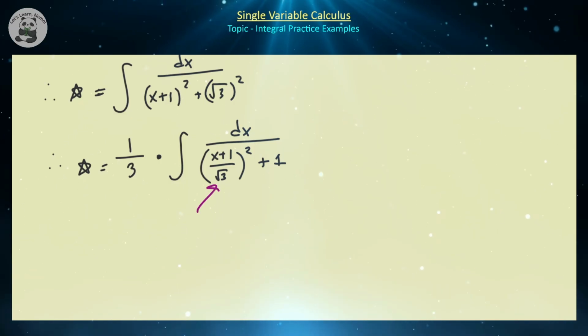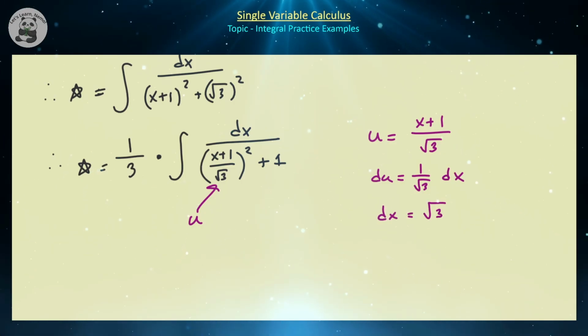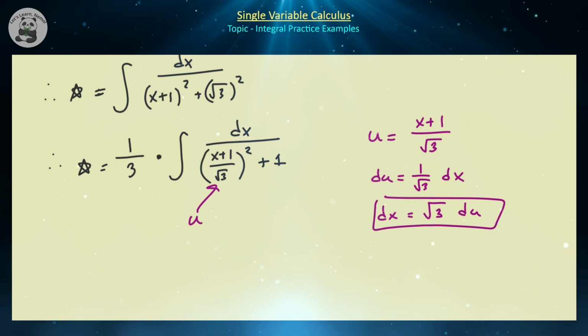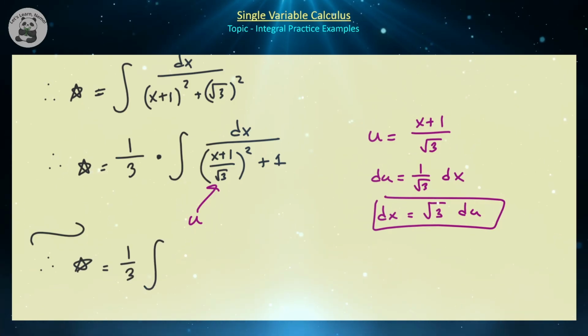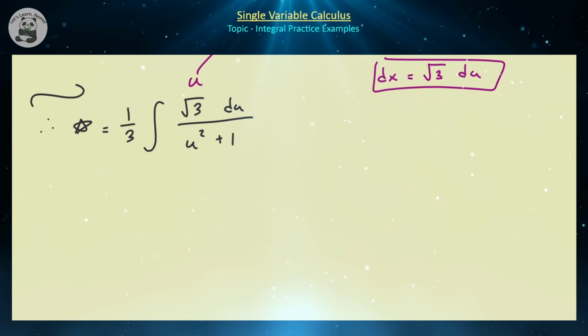And now our u substitution is very obvious. I'm just going to let u be equal to x plus 1 divided by the square root of 3, whose differential is equal to 1 over the square root of 3 dx, meaning dx is equal to the square root of 3 times du. We don't have any bounds, so we don't have to transform them. Therefore, our integral is equal to 1 over 3 times the integral. dx is now the square root of 3 du, and on the bottom we have u squared plus 1, which is exactly what we want.